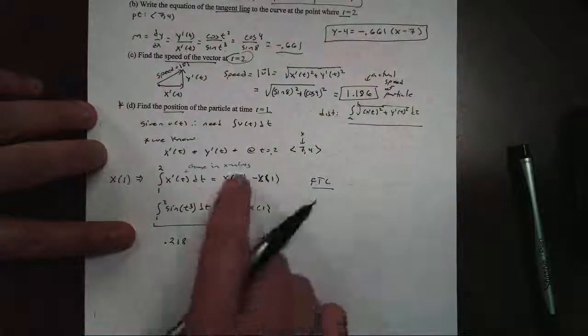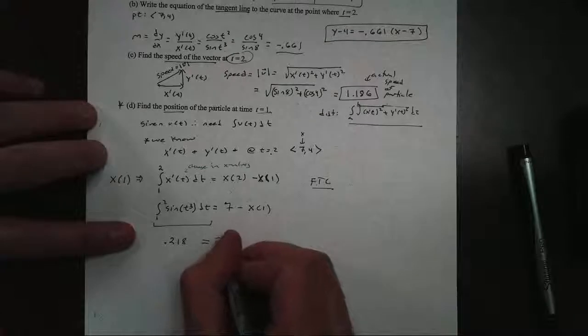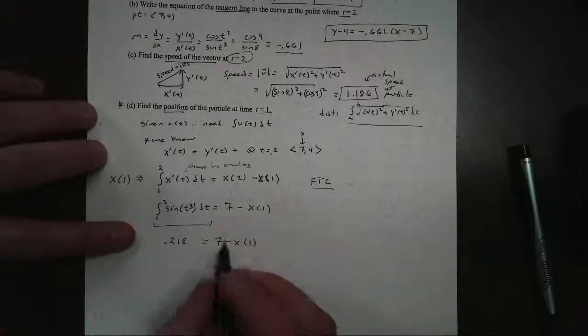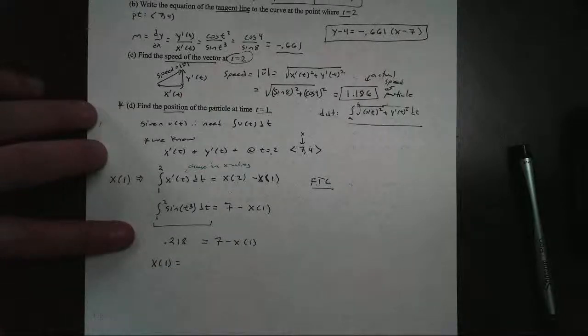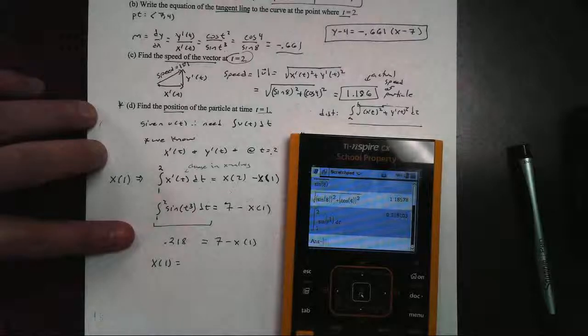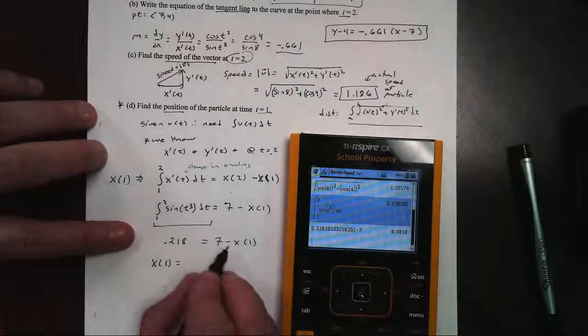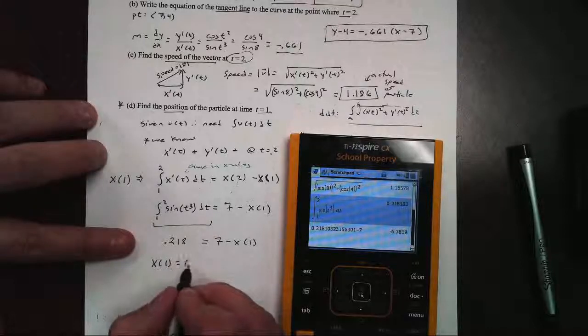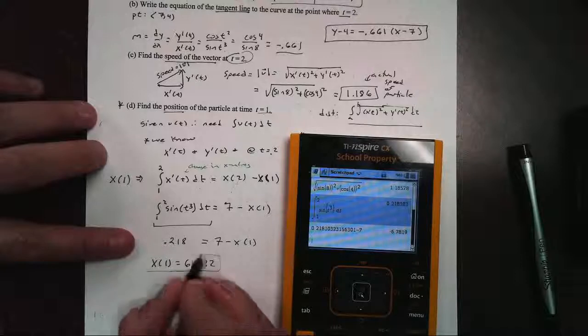So between 1 and 2 seconds or whatever, the particle moved 0.218 units. So if I'm ending at 7, where do we start? So we just solve for x of 1. And I'm going to do that real quickly. 0.218 minus 7 for my answer. And I change the sign because of the negative x of 1, and we get 6.782. There's our x coordinate.